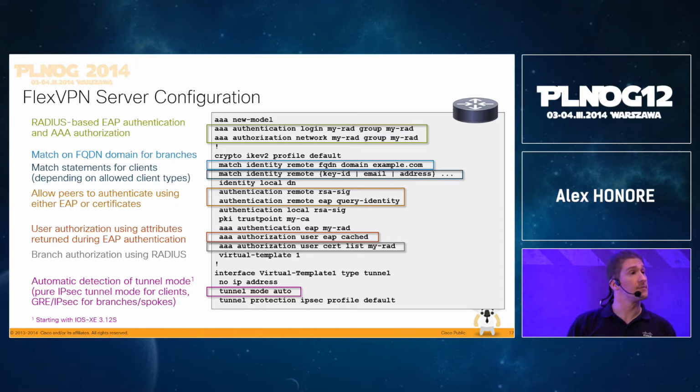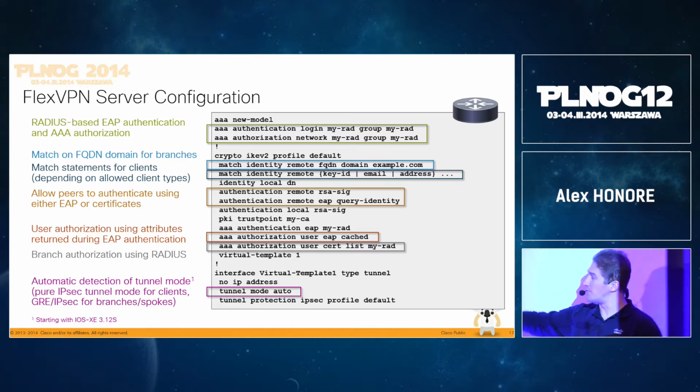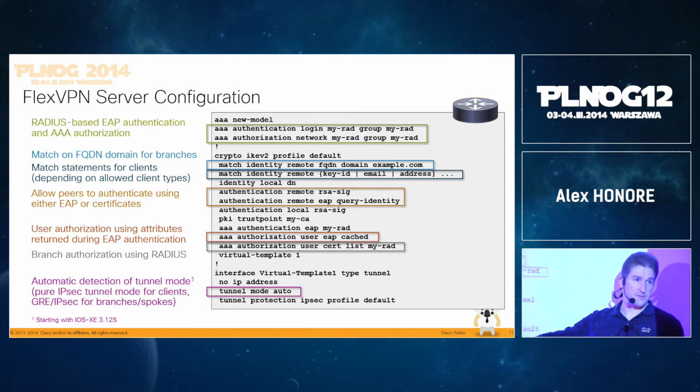If I have a branch authenticating with certificates, I simply have an explicit step saying, now that you've done the IKEv2 side of the exchange using certificates, you just go to the RADIUS server and present the username extracted from, in this case, the FQDN identity. I will send it to the RADIUS server and get back the attributes for my branch. And again, I have a vanilla, unconfigured vtemplate.